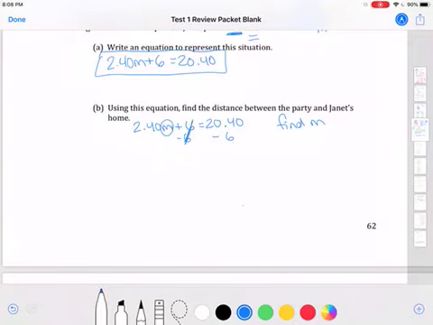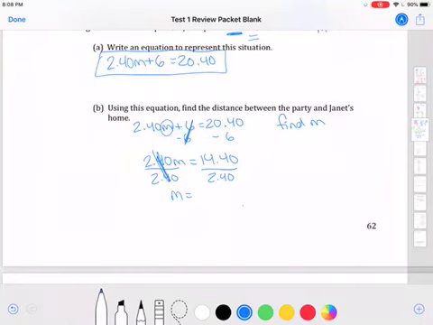So I'm going to start by subtracting 6 from both sides to get rid of that plus 6. So the $2.40 with the M comes down. And 20.40 minus 6 is 14.40. Now, M is being multiplied by 2.40, so I divide by 2.40 to get rid of it.